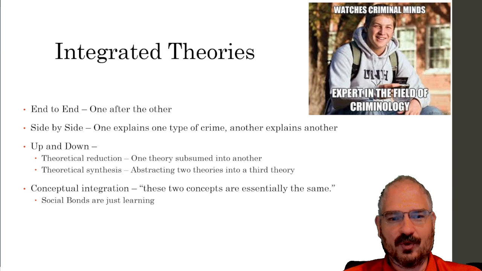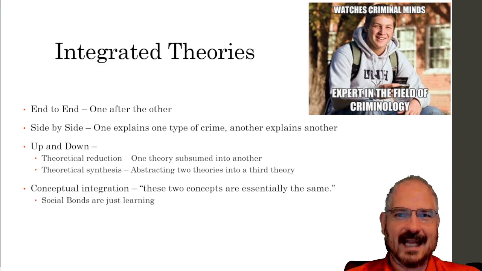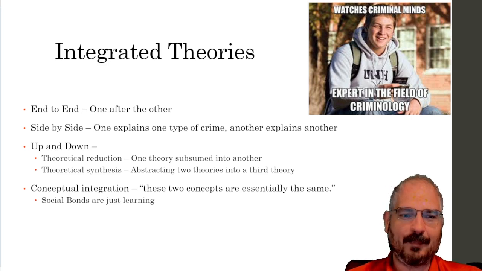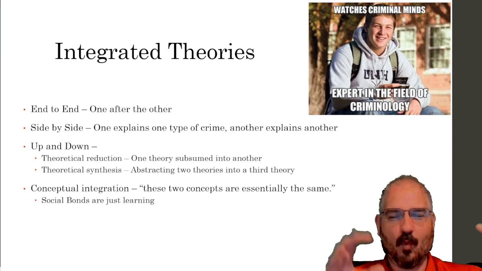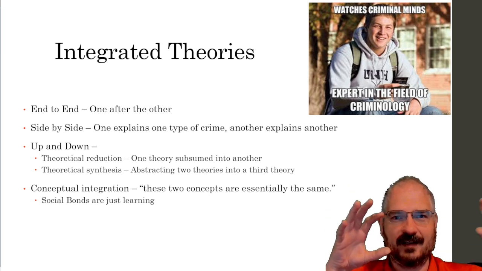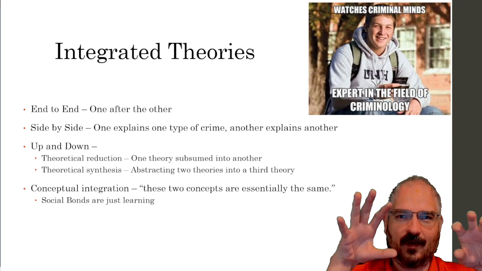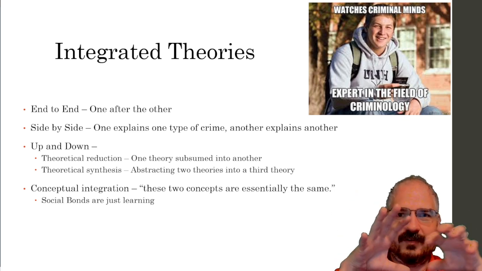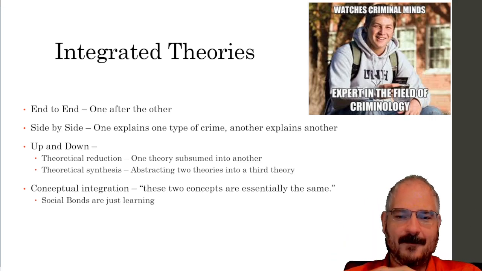We can also do a more complete shoving together, right? Which is called an up and down. And there's different ways to do this. There's theoretical reduction, where you subsume one theory into another and say this theory is really just describing the aspects of this other theory in slightly different ways. So we're going to say this is now a part of this bigger one, right?